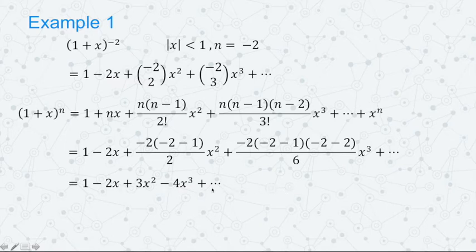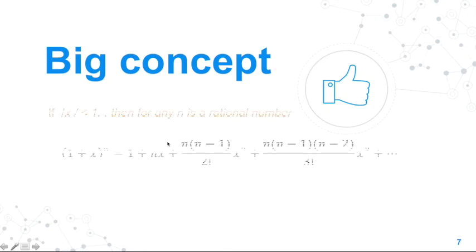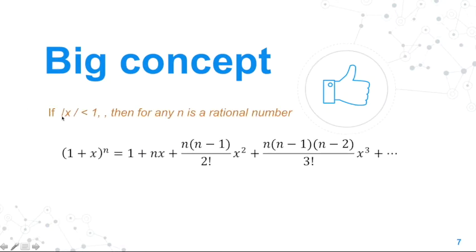Infinite series. And we have to make sure that we write that this is only valid if our modulus of x is less than 1. Alright, so these are the 4 terms in ascending powers of x. And of course, you can continue using this combination formula and the definition of the expansion. So the big concept now is, again, if the modulus of x is less than 1, then for any n that is a rational number, we have this expansion. And this will be an infinite series.